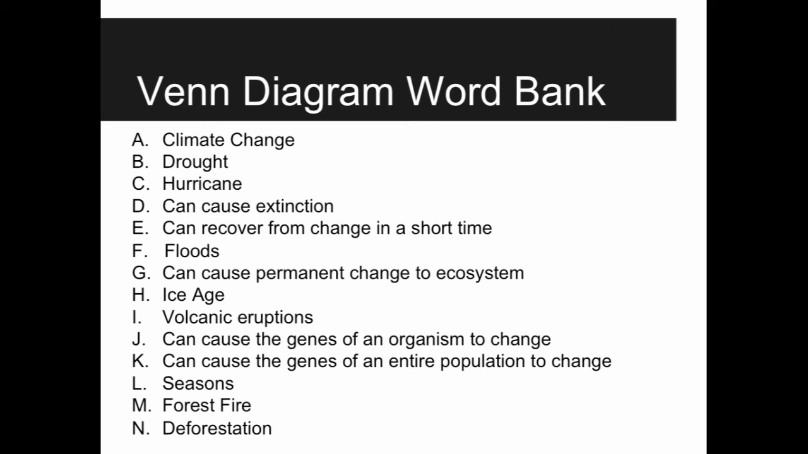H, ice age. I, volcanic eruptions. J, can cause the genes of the organism to change. K, can cause the genes of an entire population to change. Notice the difference here. Organism, entire population. L, seasons. M, forest fire. And N, deforestation. So go ahead and pause the video and just place the letter if you think it is short term, long term, or both.